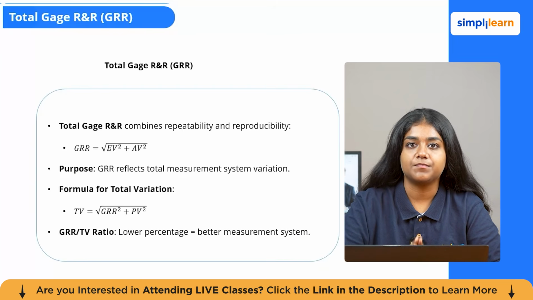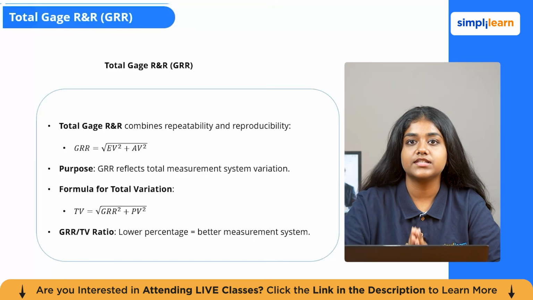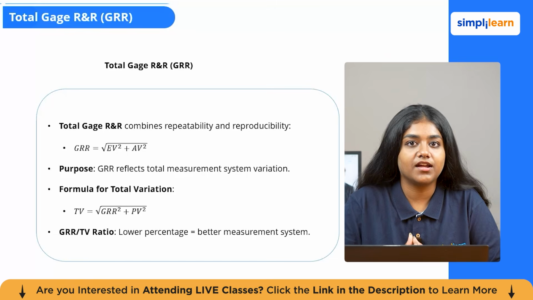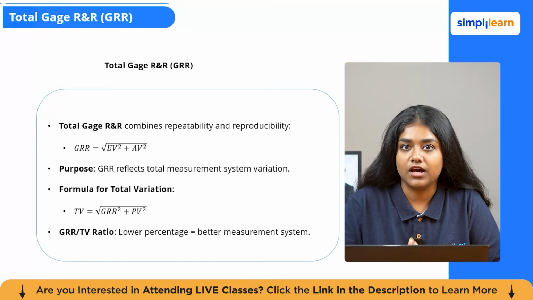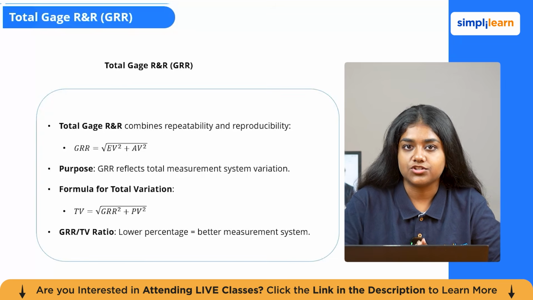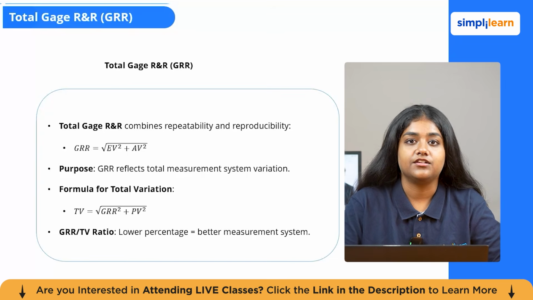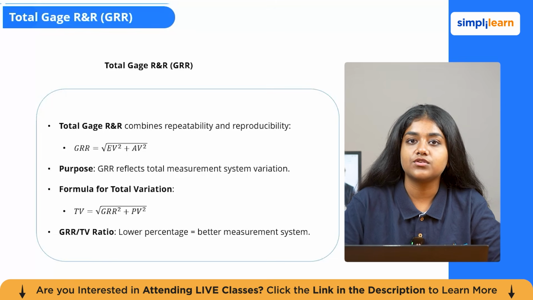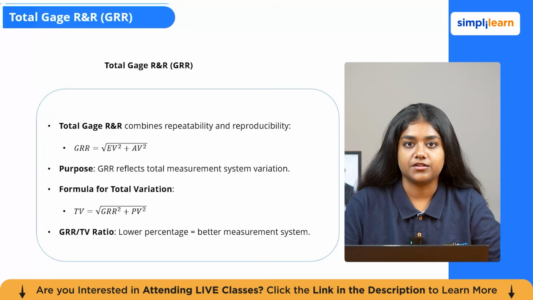Total gauge R&R combines repeatability and reproducibility into a single measure of total measurement system variation. The formula is GRR equals the square root of EV squared plus AV squared. This is a quadrature sum and not a simple addition because EV and AV are independent sources of variation, and variances add, not standard deviations. GRR represents the total spread of variation introduced by the measurement system, both from the equipment and from the operators.